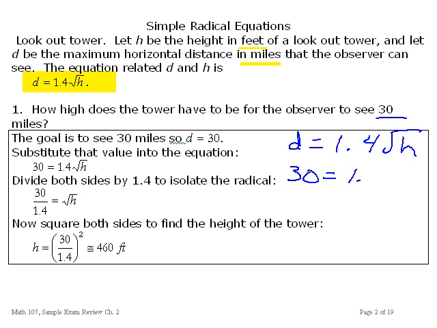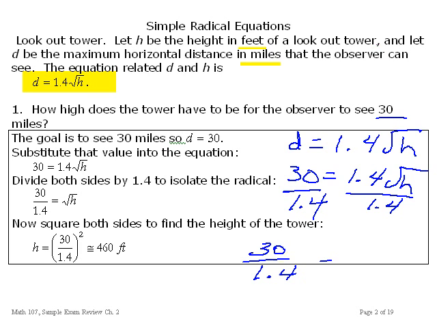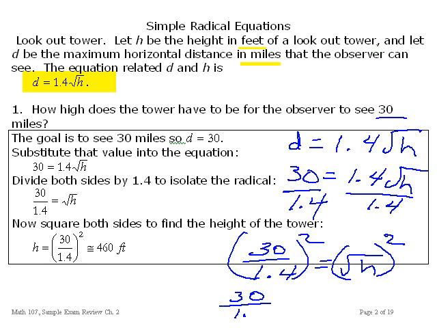Now, at this point, things get a lot easier. I want to find the value of h that satisfies that equation. To solve these radical equations, isolate the radical first on one side. So I divide by 1.4 here and 1.4 over here. So I've got 30 divided by 1.4 equals the square root of h. How do you undo a square root? Well, you square it. And whatever you do to one side, you have to do to the other. So you square both sides. So 30 divided by 1.4 squared equals h.